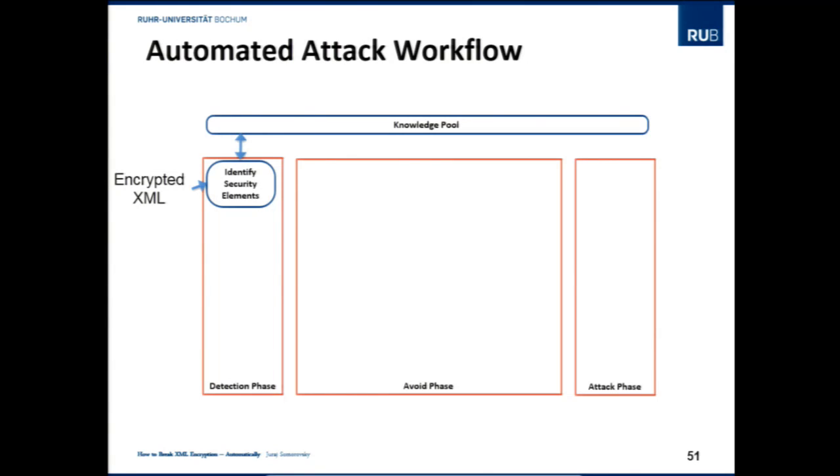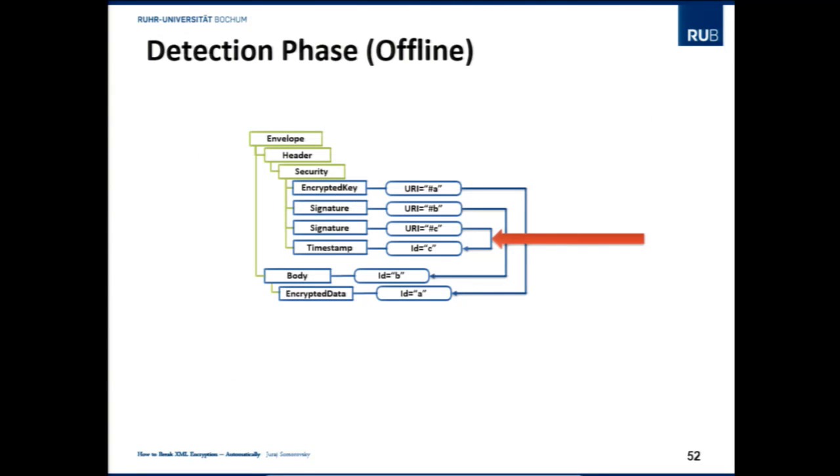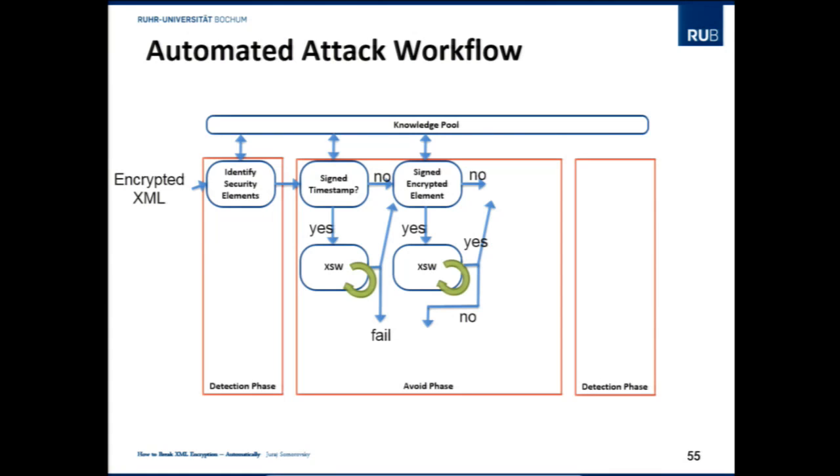This information to the knowledge pool, and go to the avoid phase. And we ask, okay, is there a signed timestamp or not? So if this does not work, maybe we can try this XML encryption wrapping attack. And if everything goes well, then we have to identify the oracle.